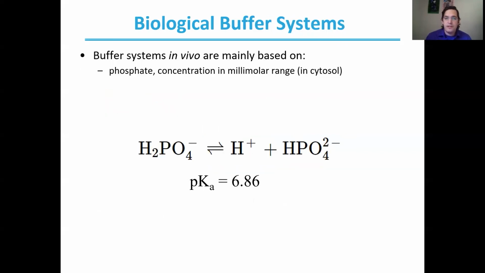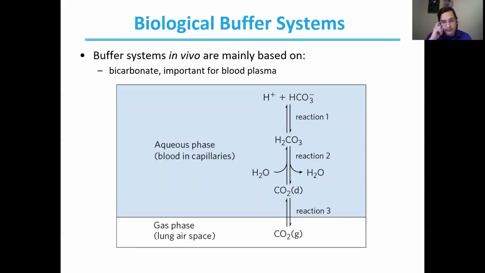In our biological systems, we use slightly different buffers. One of the most common buffers is a phosphate-based buffer. Phosphate is a triprotic acid. The most relevant pKa is this one at 6.86, as we go from H2PO4- to HPO4 2-. We also, of course, use our carbonic acid-based buffer system. This is the most important buffer for the blood, where we have this buffering reaction between our carbonic acid and our bicarbonate that's used to help balance our pH within the blood.